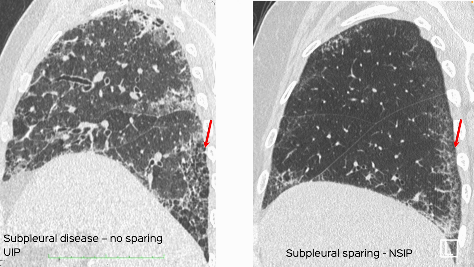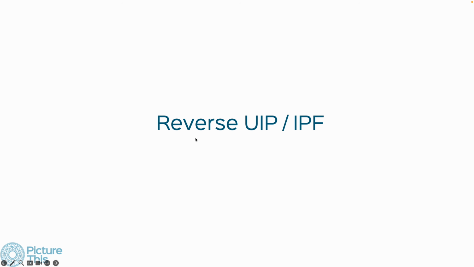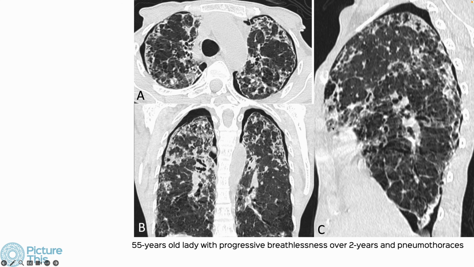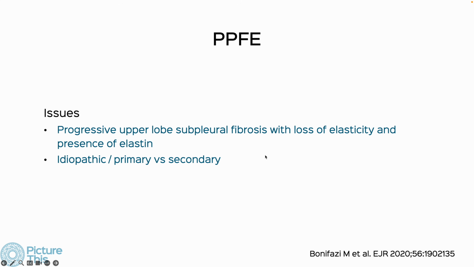So in those half, it should be easy to make that diagnosis, which generally means that the patient has underlying connective tissue disease. Then we have this pattern in a fibrosing ILD called reverse UIP IPF. And that is when you see a UIP-like pattern but in the apices and the upper lobes. This patient has bilateral pneumothoraces, and this is a condition called pleuroparenchymal fibroelastosis. It's a progressive upper lobe subpleural fibrosis with loss of elasticity, presence of elastin. And like with all conditions, it can be idiopathic, primary, or secondary.